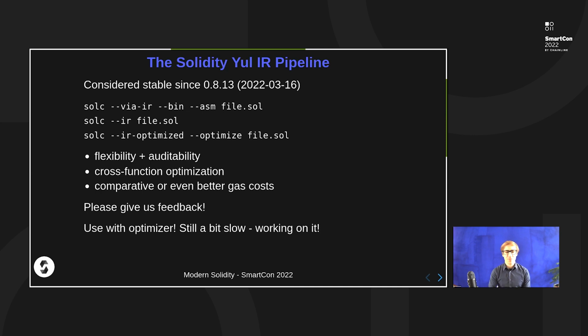And one final note: if you want to take a look at the optimized intermediate representation, then, as you see in the third line here, use the switch --ir-optimized to request the output. But you also need to activate the optimizer using --optimize, otherwise the optimized output looks the same as the non-optimized output.